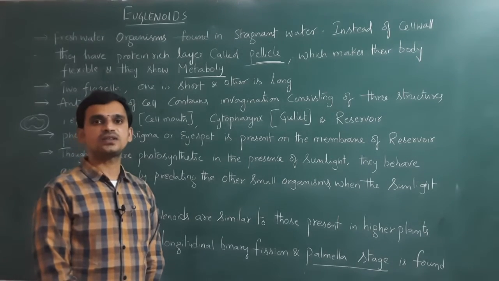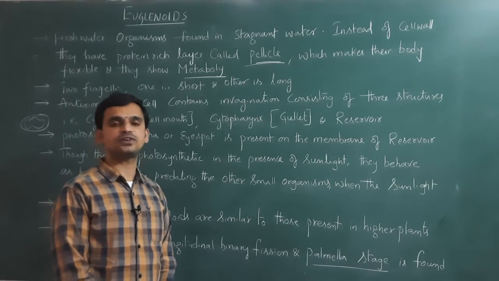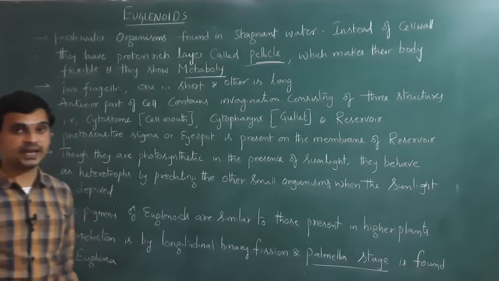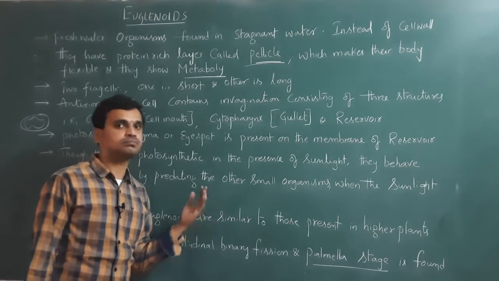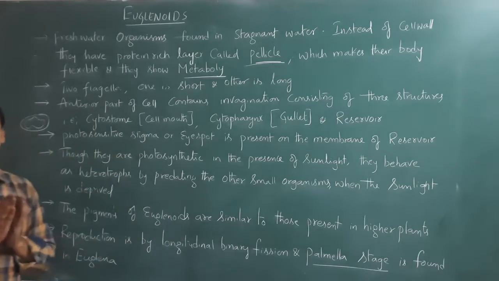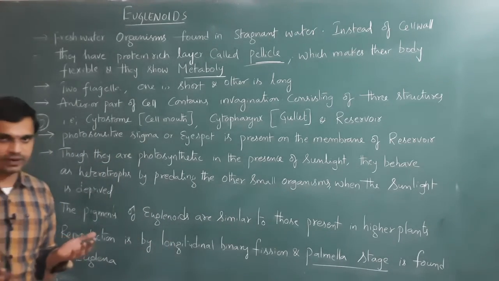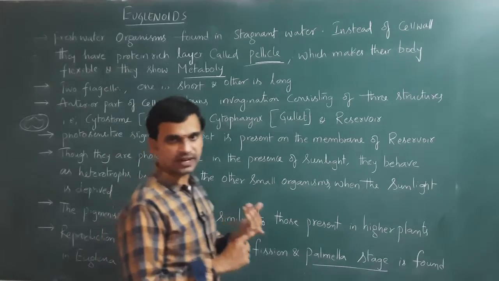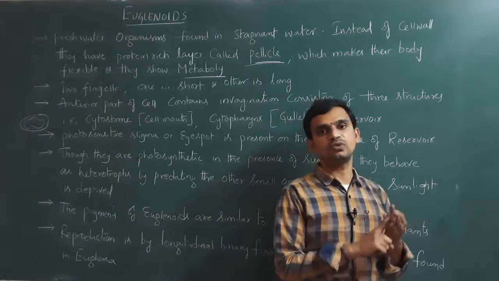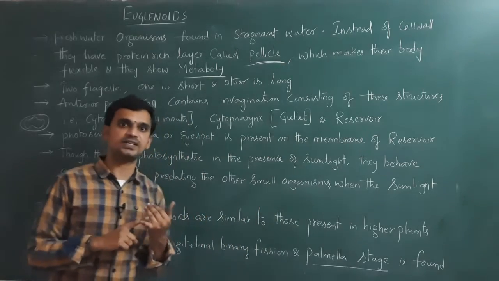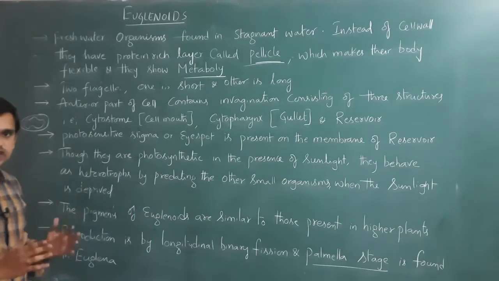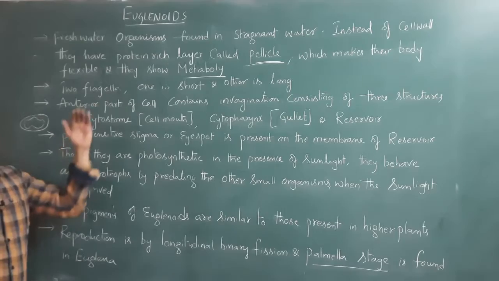Dear students, in the last session we discussed different types of organisms like chrysophytes and dinoflagellates, which come under kingdom Protista. Kingdom Protista mainly comprises different groups of organisms like chrysophytes, dinoflagellates, euglenoids, slime molds and protozoans. We already completed chrysophytes and dinoflagellates. In this session we are going to discuss euglenoids.